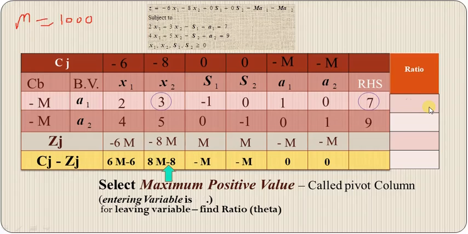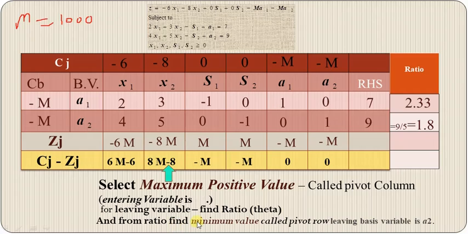You will get 2.33. Similarly, for the second row, we can write 9 divided by 5. You will get 9 by 5, that is 1.8. Then for finding the leaving variable, find out the minimum value from this ratio. Now you can see here 1.8 is the minimum value. That's why now the second row is the leaving variable. It means x2 is the entering variable and a2 is the leaving variable. That is the first table of the simplex method.